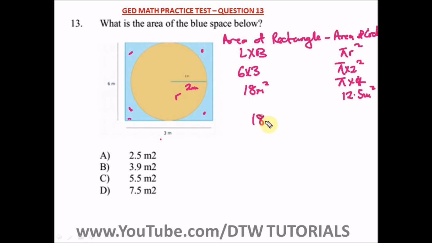So we have 18 meters square minus 12.5 meter square. And what will this give us? This will give us 5.5 meter square. All right, and our right option here is option C.